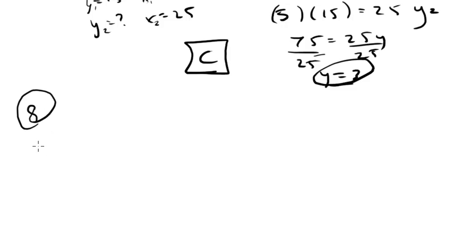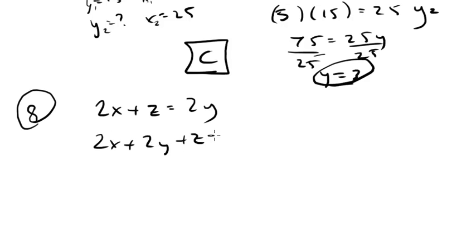Alrighty, and now we're on to number 8. If 2x plus z equals 2y, and 2x plus 2y plus z equals 20, what is the value of y? So this looks like multiple equations, multiple unknowns, and it is. You could do it that way. You can move 2y over here, and then you could subtract, or you can subtract this equation from this, blah, blah, blah, solve for y. You could do that. I'm going to let you do that on your own if you'd like.